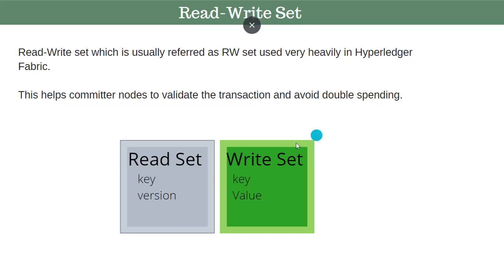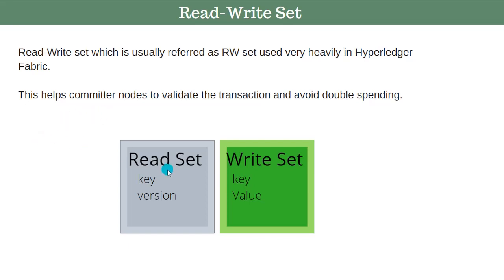Now, this read and write set is very heavily used in Hyperledger Fabric. So how does it look, and what help will we get from it? The committing nodes, the nodes who commit the transaction and store the ledger, also have to validate the transactions. This read and write set helps them validate the transaction, plus helps them avoid double spending. We'll try to understand these two terms in the next session. For now, we'll talk about what a read and write set is.